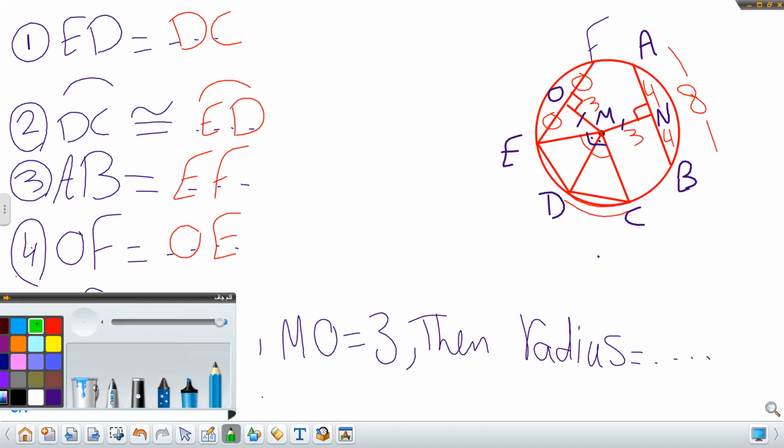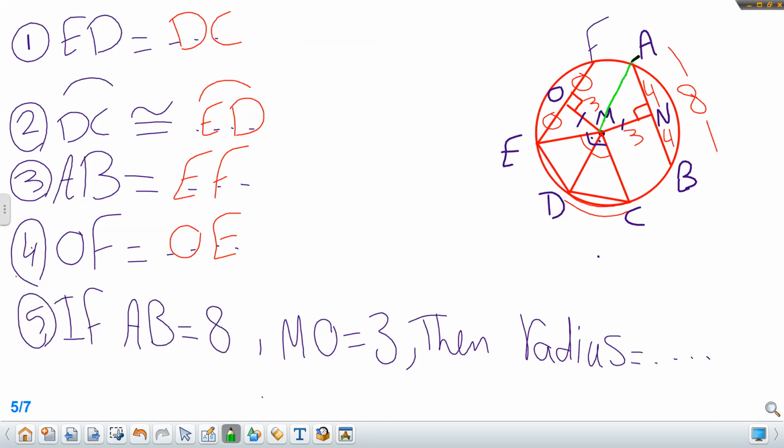So I can draw from M to A, for example. This is the radius, and this equals 3. And this one is half of 8, which is 4. This triangle is a right angled triangle, so we can find the radius using the Pythagorean theorem. The radius here is the hypotenuse. So the hypotenuse is the square root of 3 squared plus 4 squared. It will be 5.